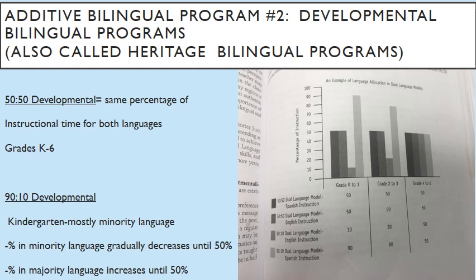The other form is a 90-10 developmental program. And so a 90-10 developmental program starts with almost all the instruction in kindergarten or in the earliest grades, maybe pre-K as well, in the minority language. And then the percentage of instruction in the minority language gradually decreases until it's 50-50, until the amount of instruction in the minority language, let's say Spanish, is the same as the amount of instruction in the majority language, English. And once again, developmental bilingual programs have to last until at least the 6th grade. So that's another key characteristic of developmental bilingual programs.